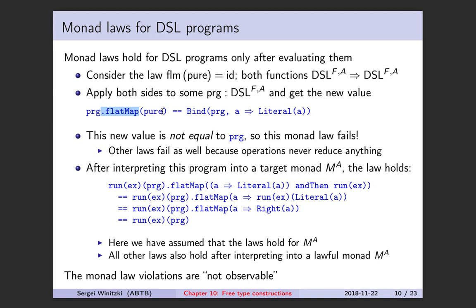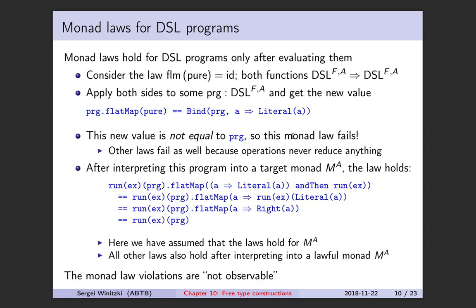So what happens if we take a program and we execute dot flat map of pure on it? Now, flat map, according to our definition, just makes a bind data structure. Since nothing is really evaluated, we just put more case classes on the data structure. So that is going to be the result. Now, this value is a new data structure. It's not equal to program, PRG. It cannot be equal because it contains that thing inside a case class.